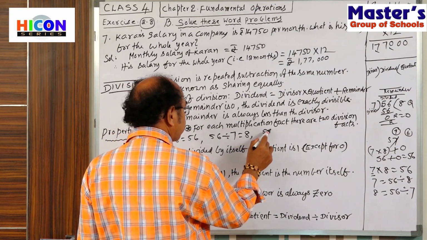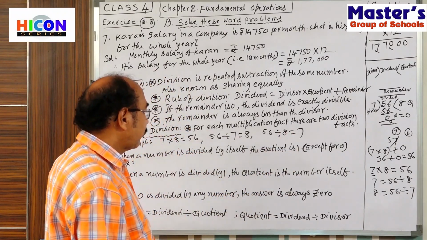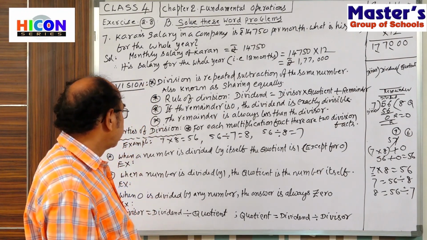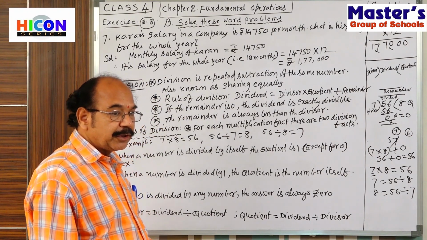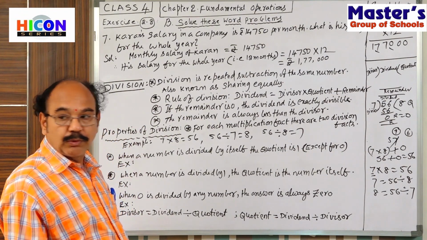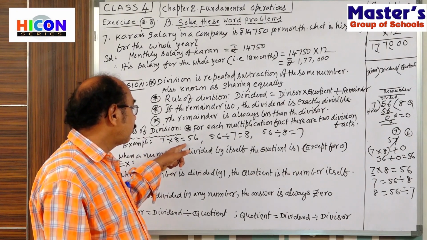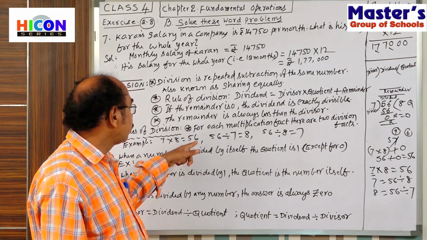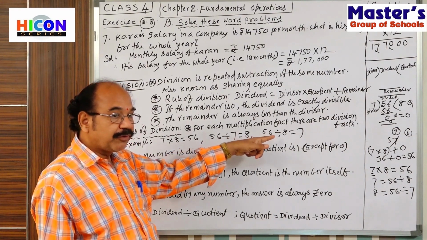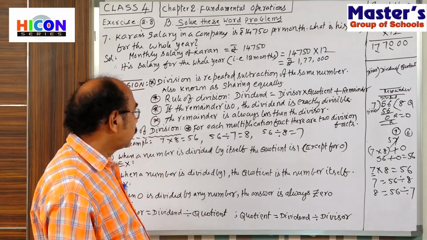And another one, when 56 is divided by 8, then we get 7. 8 7s are 56, 7 8s are 56. So like this, from each multiplication fact, we can write 2 division facts. 7 into 8 is equal to 56. This is a multiplication fact. From this, I wrote 2 division facts. Observe here. 56 divided by 7 is 8. 56 divided by 8 is equal to 7.